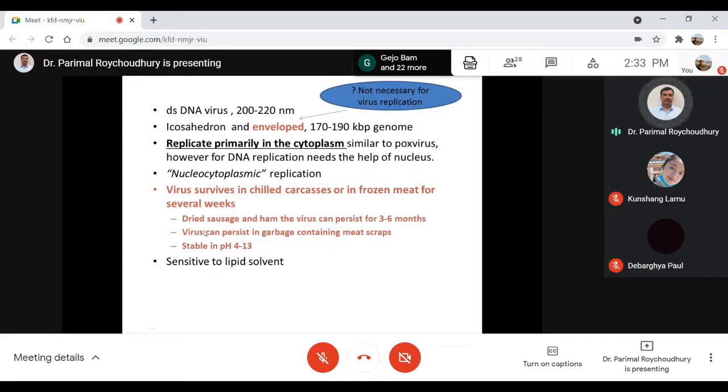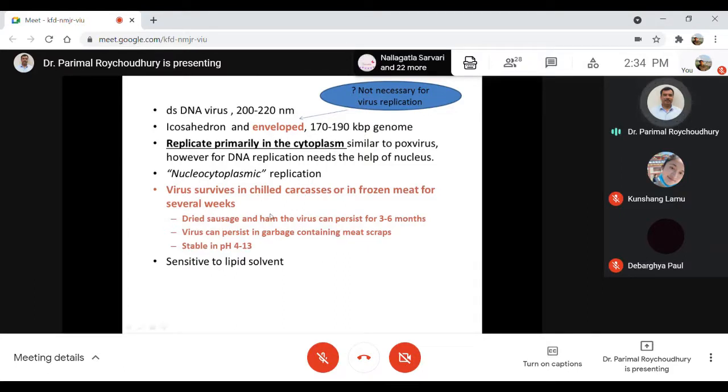So, coming to the stability of the virus, this is the most worrying point for us. This virus can survive in chilled carcasses, in frozen meat, maybe sausages, maybe any processed food products. The virus can survive for several weeks, even several months, it is recorded. In unprocessed frozen meat, the virus can survive several years. That is the stability of the virus, and that creates a lot of problems.